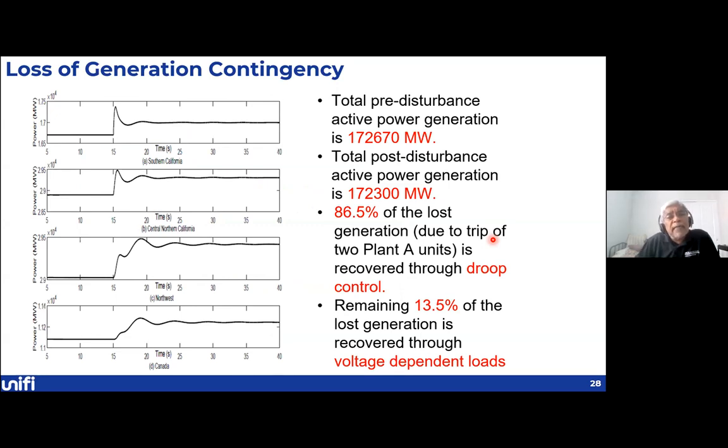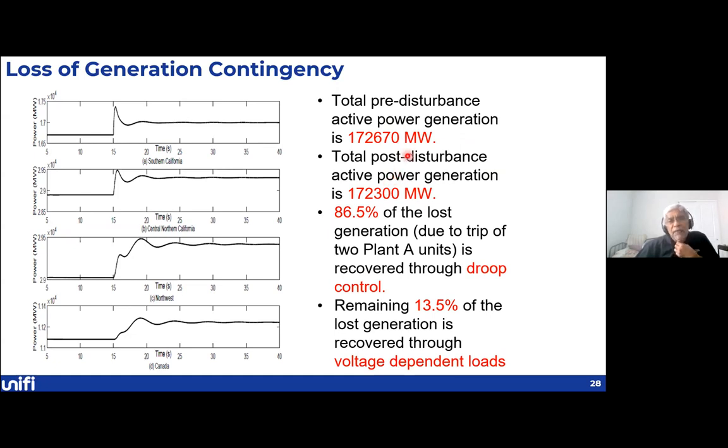Then comes the question, where did this recovery come from? So we looked at the actual flow from Southern California, Central Northern California, the Northwest in Canada. You notice with this setting of the droop and allowing for headroom, we had a total pre-disturbance active generation of this amount. The post-disturbance active generation was this amount.